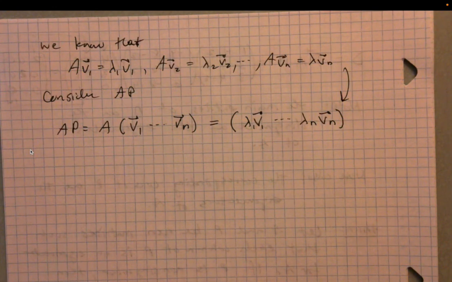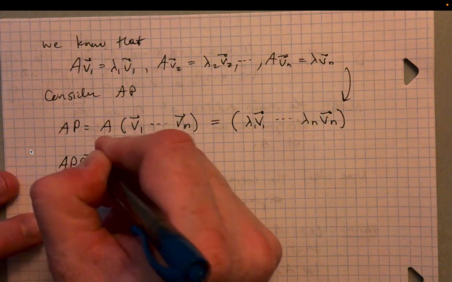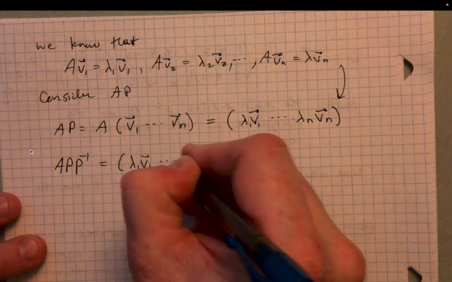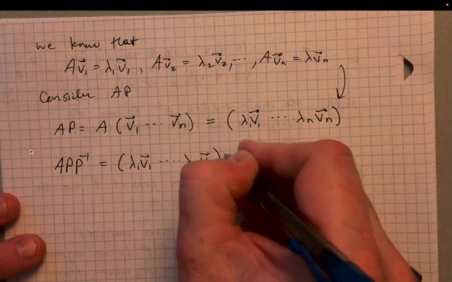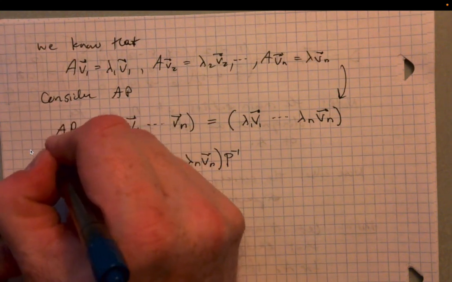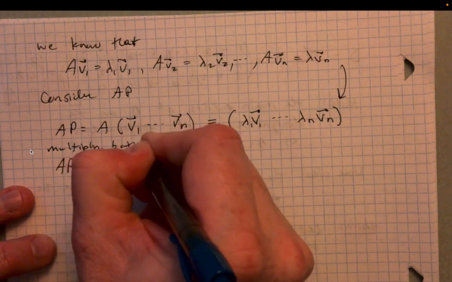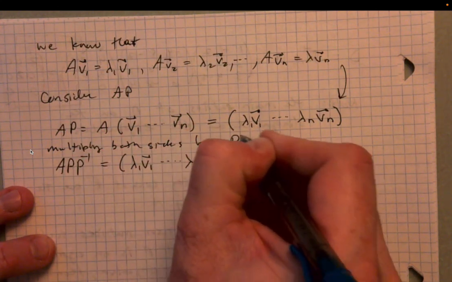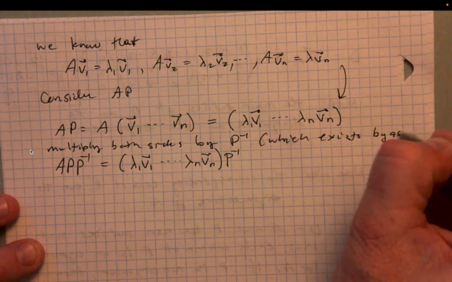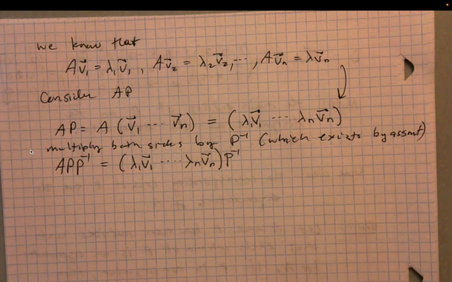Let's multiply both sides of this expression by P inverse. So AP times P inverse will be equal to lambda 1 V1 dot dot dot lambda n Vn times P inverse. It's just multiplying both sides by the inverse of P, which we assume exists. Okay, I should write that down: multiply both sides by P inverse, which exists by assumption. And so we get this.